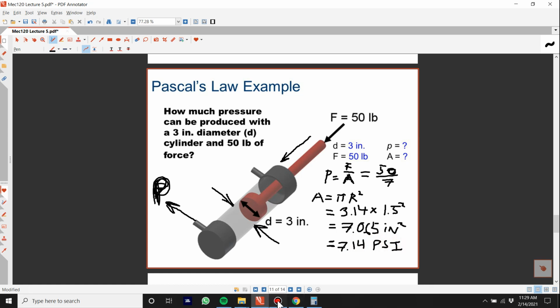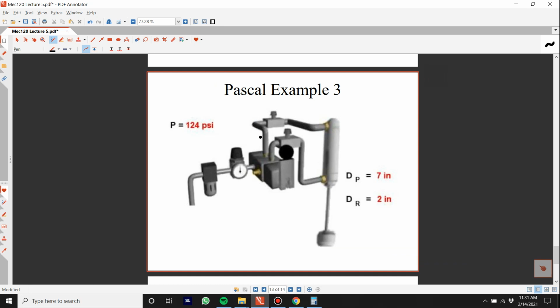psi. So let's have a look at another example. We have a pressure gauge. We have a direction control valve here. We have a double acting cylinder.